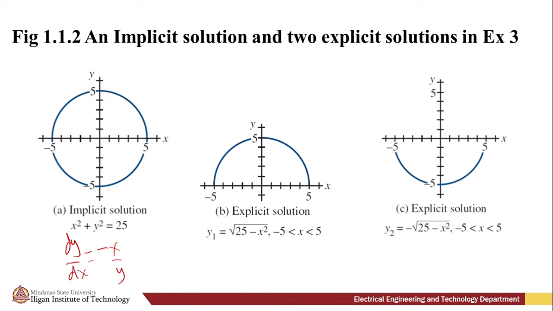Then, we rewrite the implicit solution to its equivalent explicit solution. First, we have y1, which is the positive form, and y2, which is the negative form. The positive form gives us the upper half of the whole solution, or the positive y values of our whole solution. Then here we get the lower half, or the negative part of our solution.